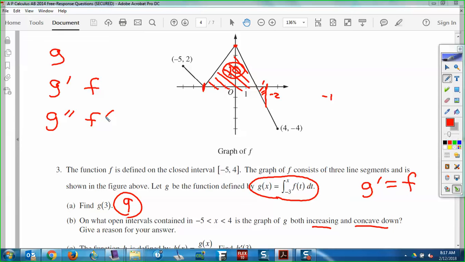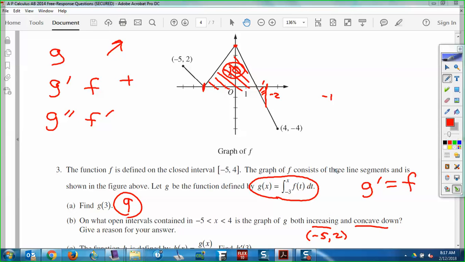So where is g increasing? g is increasing when g prime is positive, meaning when f is positive, right? But we said right here that g prime is f. That's what they told us right here. So where is this positive? Well, let's see what they want, -5 to 4, so that's all the way across here. So all the way from -5 to 2, right? Now that's when it's increasing.